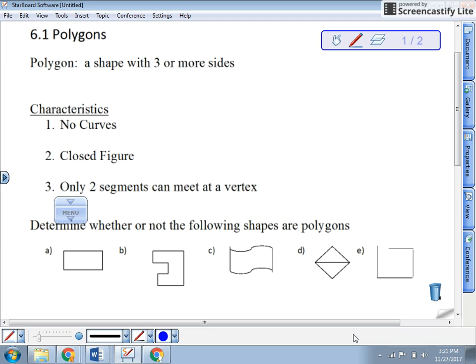Welcome to the notes on polygons. So what is a polygon? Well, a polygon is a shape with three or more sides, must have three or more sides. That's the first thing you need to know about a polygon. And then there are several important characteristics.